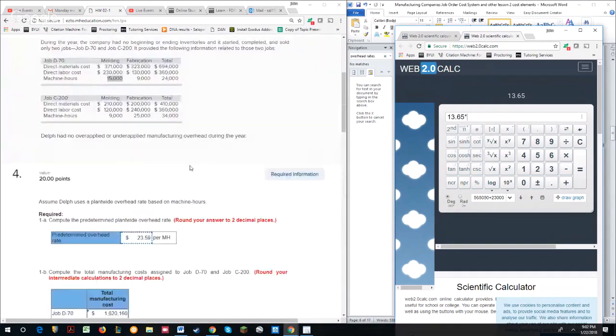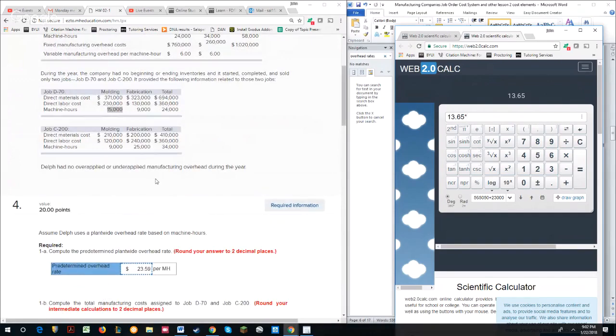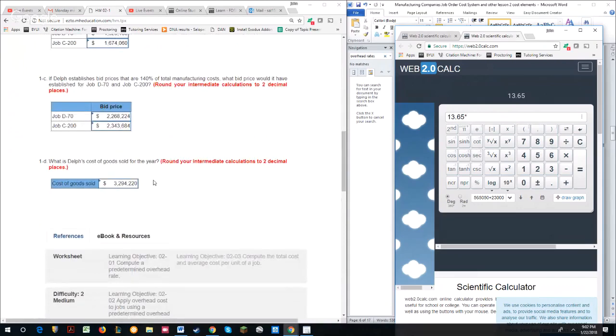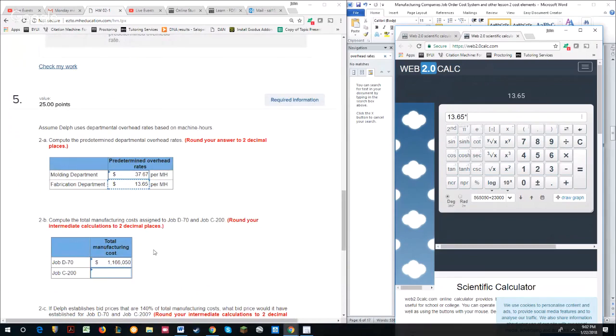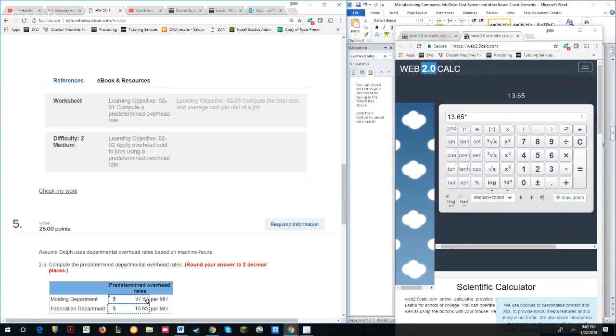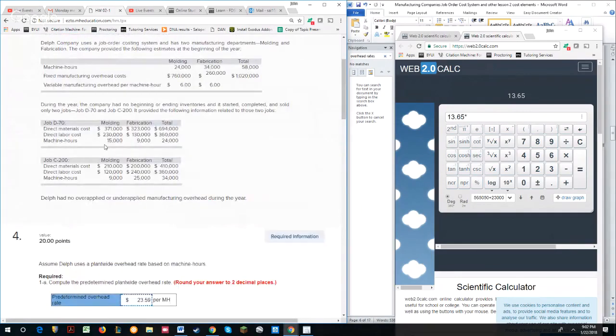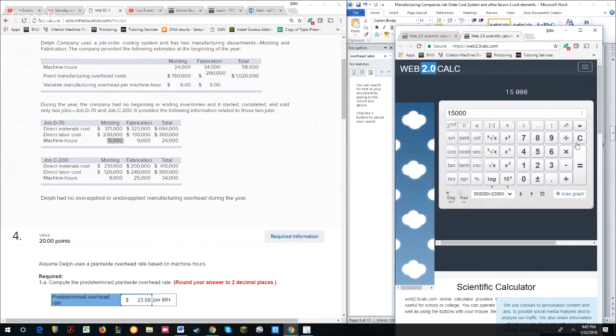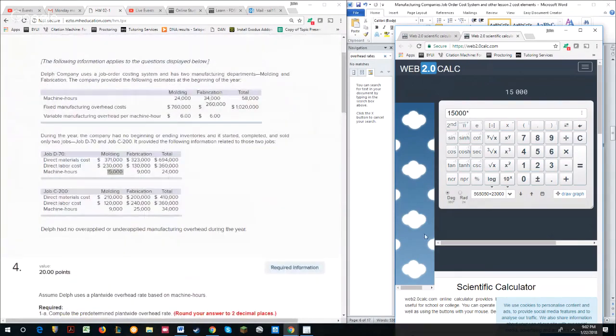Hang on. This doesn't seem right to me because that's just doing molding. So that's not going to be right at all. Manufacturing's both. So we have to take this number and this number and put them in those and then add them together for each job. You know what I'm saying? So now that we have the molding and fabrication, we've got to say, okay, for molding for this job, we had 15,000 times 37.67 plus 230,000 plus 371,000. Now there's a total. Now we have to add that number to our fabrication number.